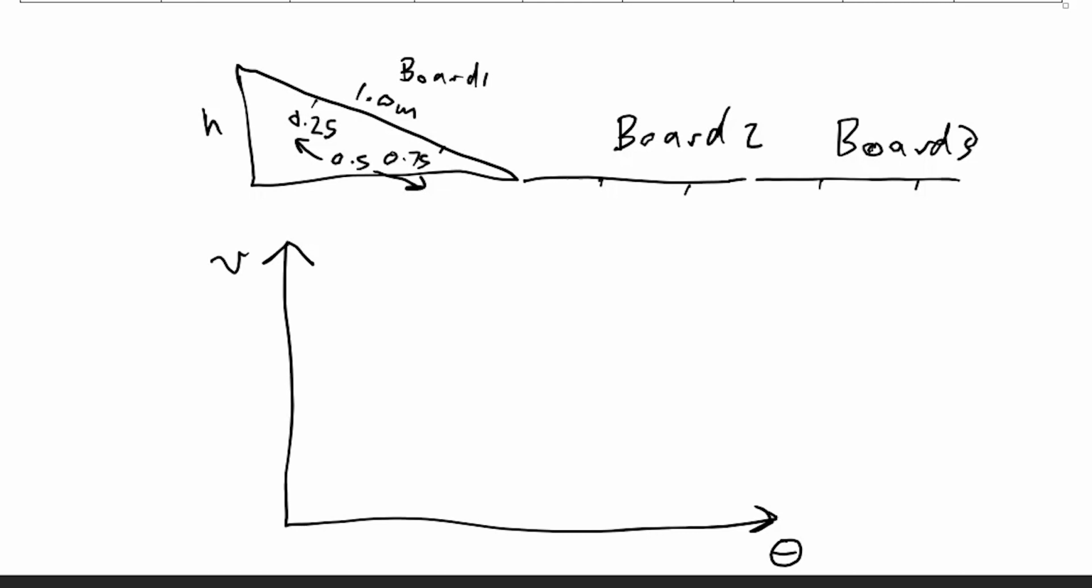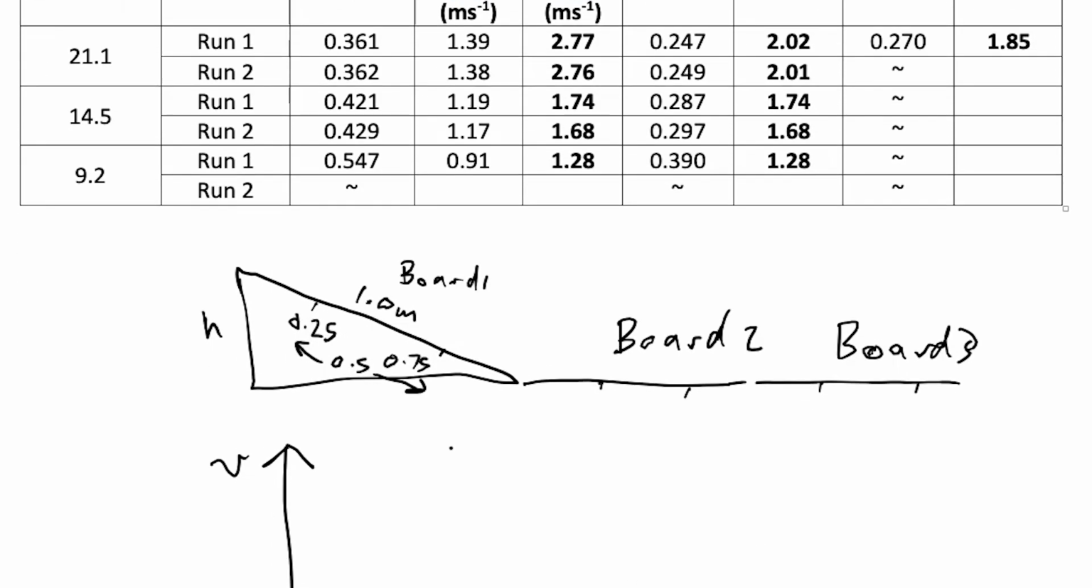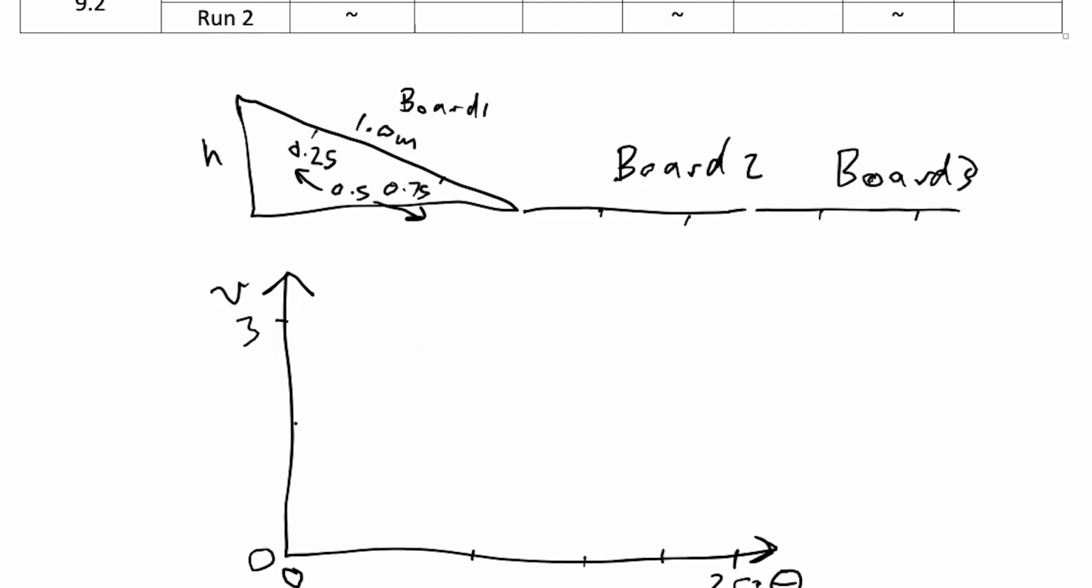So the biggest angle we've got is 21 point something. So I'm suggesting maybe go to 25 degrees on this axis, and you'll have 9.2, 14.1, 21.1, somewhere along there. On this axis, you will have velocities between 0 and the largest one that we have in the table, which is almost 3. So probably for scale, we're going up to about 3 on here. And so you will graph those. You will do vertical error bars, which will be in the velocity in this case.